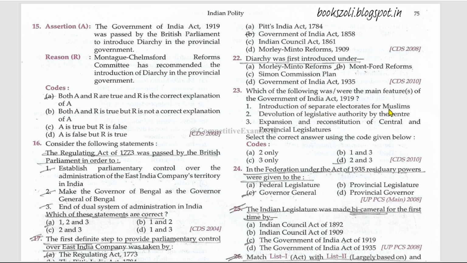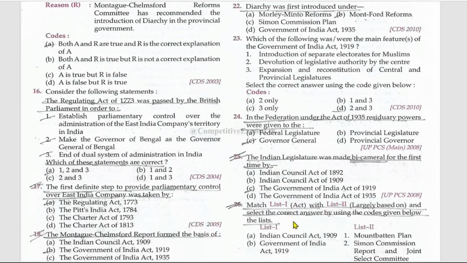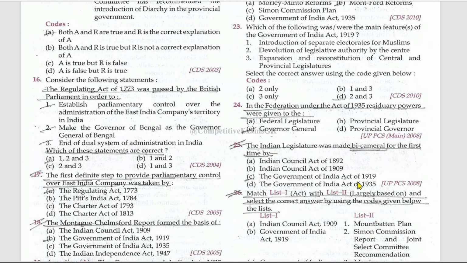Which of the following was or were the main feature of the Government of India Act 1919? Introduction of separate electorates for Muslims. No. Devolution of legislative authority by the centre. True. Expansion and reconstitution of central and provincial legislatures. This is also true. In the federation under the Act of 1935, residuary powers were given to the Governor General. The Indian legislature was made bicameral for the first time by the Government of India Act of 1919.